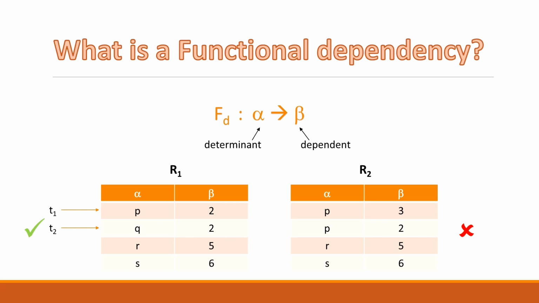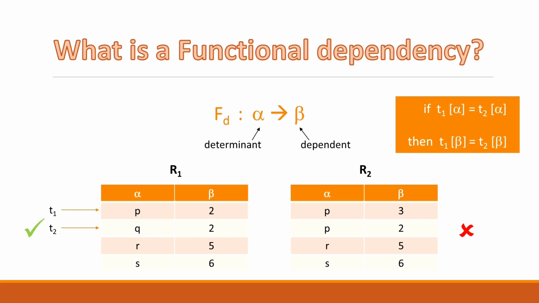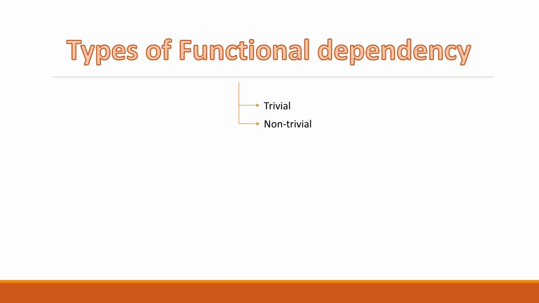You must always remember that for any functional dependency from alpha to beta, if the value of alpha is same for two tuples, then their corresponding values for beta must also be same. Whereas if the values of alpha are different for the two tuples, then their beta values may be same or different.